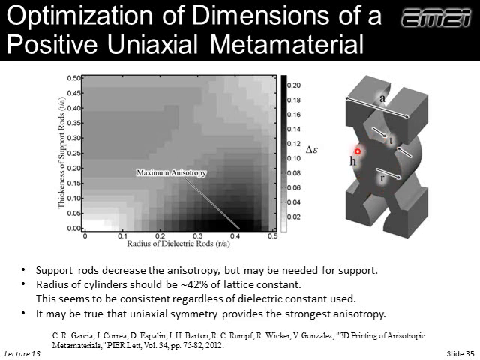Well, what about the size of the rods? What we found is somewhere around an 80% fill fraction, or a rod radius of 0.4 times the lattice constant, really independent of what material we're using, we found that's about the case. So that was an interesting conclusion. So about an 80% fill fraction is where we see the strongest birefringence.